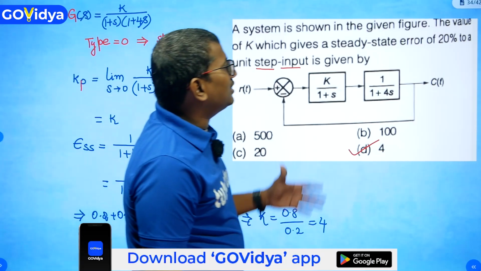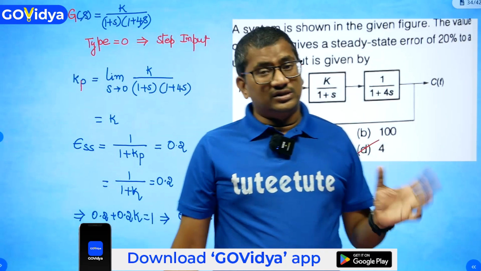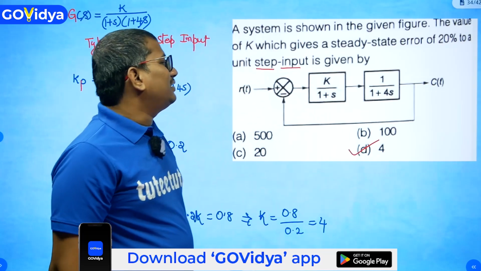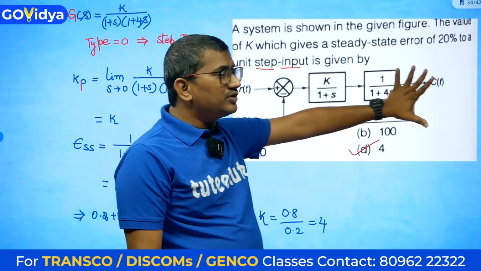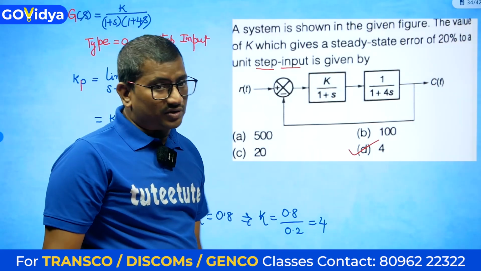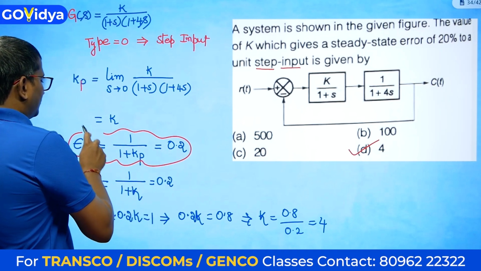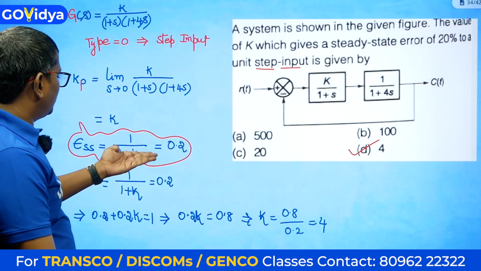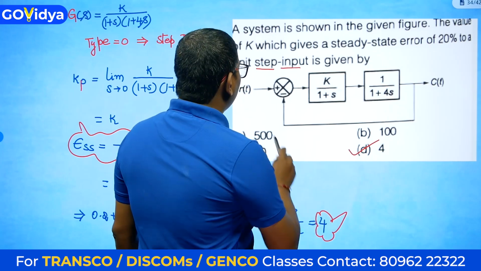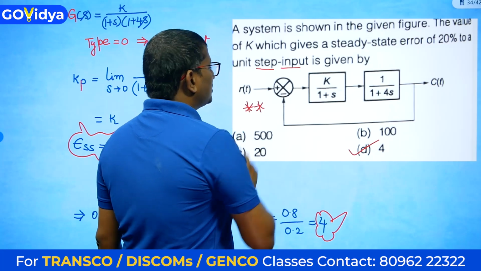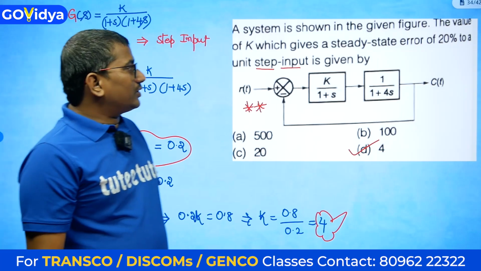What we did is simply this: they are asking to calculate the value of gain k so that the steady state error is 20%. It's a different way of approach. Sometimes they will give the gain k some value, like 2, 3, 4, 5, and ask what the steady state error of this system is for a step input. But this is the reverse question. They have given the steady state error, so we equated the steady state error equation to 0.2, that is 20%, and by substituting these values, finally we got the k value as 4. This is a very important model which you can expect in GENCO and TRANSCO. Why? Because people will feel more difficulty as multiple concepts are involved in it. Okay, I hope it is clear.